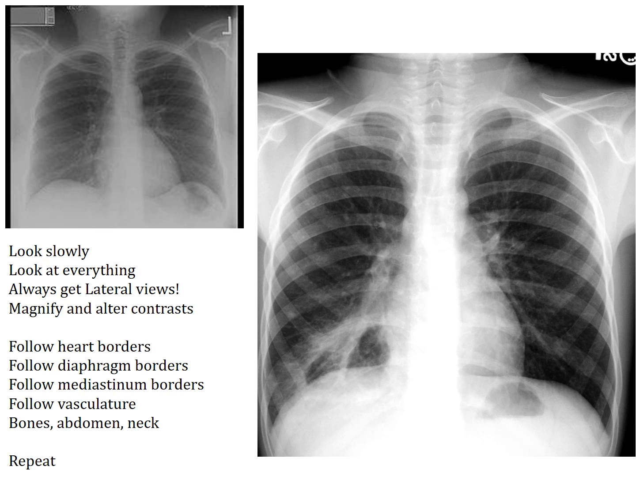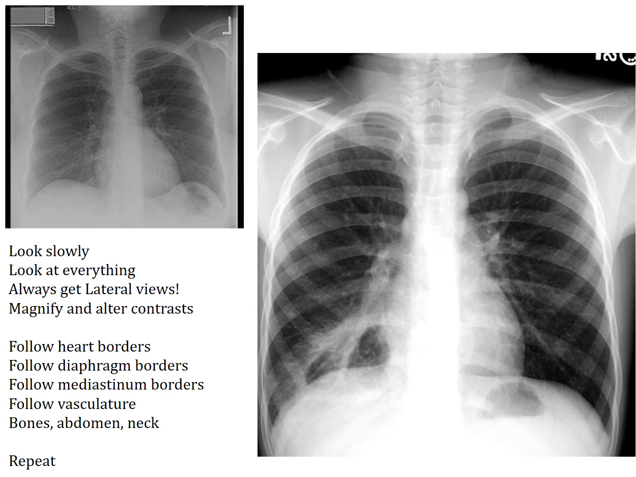Okay, x-rays. This isn't a radiology course, but let me tell you some stuff about x-rays. Look slowly. Look at everything. Always get lateral views. Magnify it and alter your contrast. Few people now are looking at printed x-rays on film. Almost all x-rays now come digitally through a PACS system. Learn how to use your PACS system. Learn how to use the tools of the PACS system, particularly the magnifier, and how to alter the contrast, because you can see so much more when you change the contrast and the magnification.